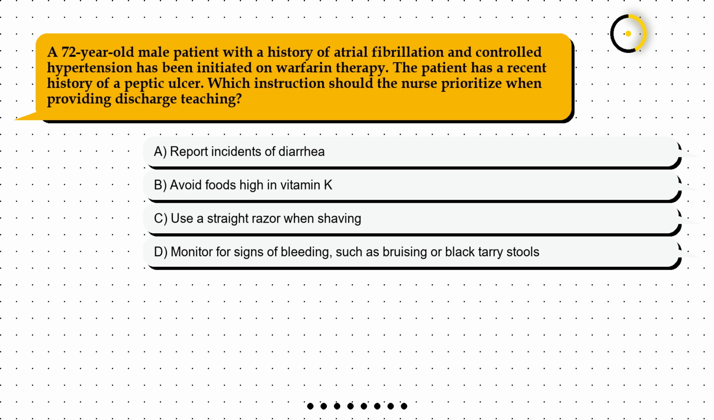Option A, report incidents of diarrhea. Option B, avoid foods high in vitamin K. Option C, use a straight razor when shaving. Option D, monitor for signs of bleeding, such as bruising or black tarry stools.